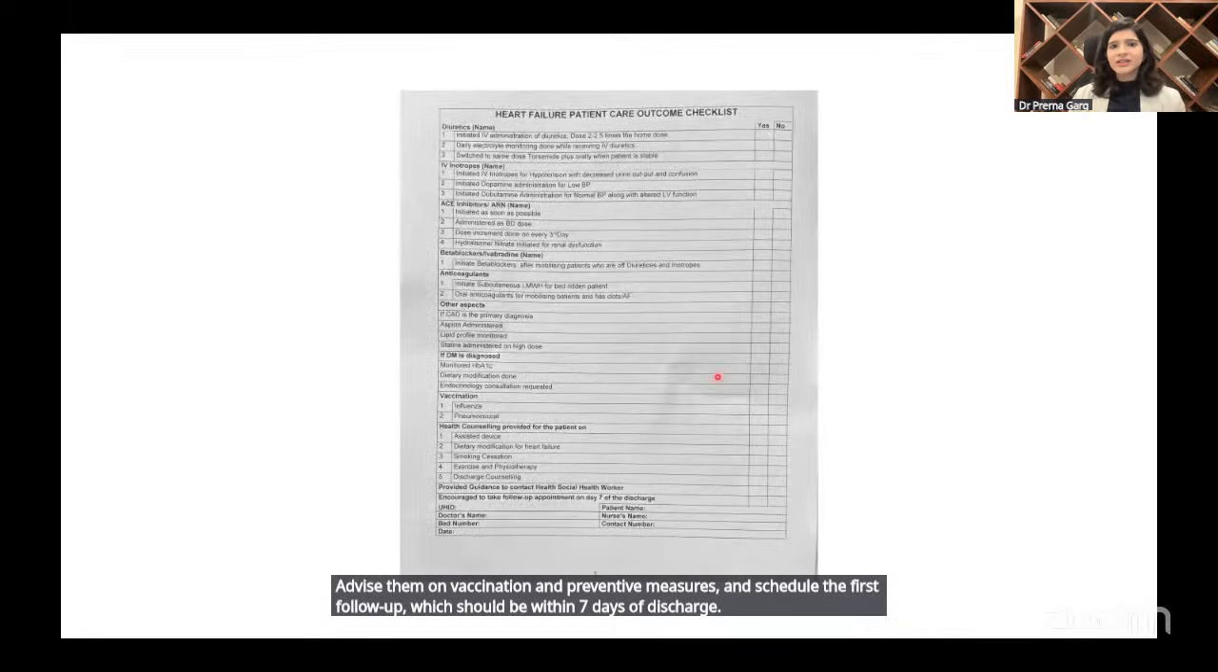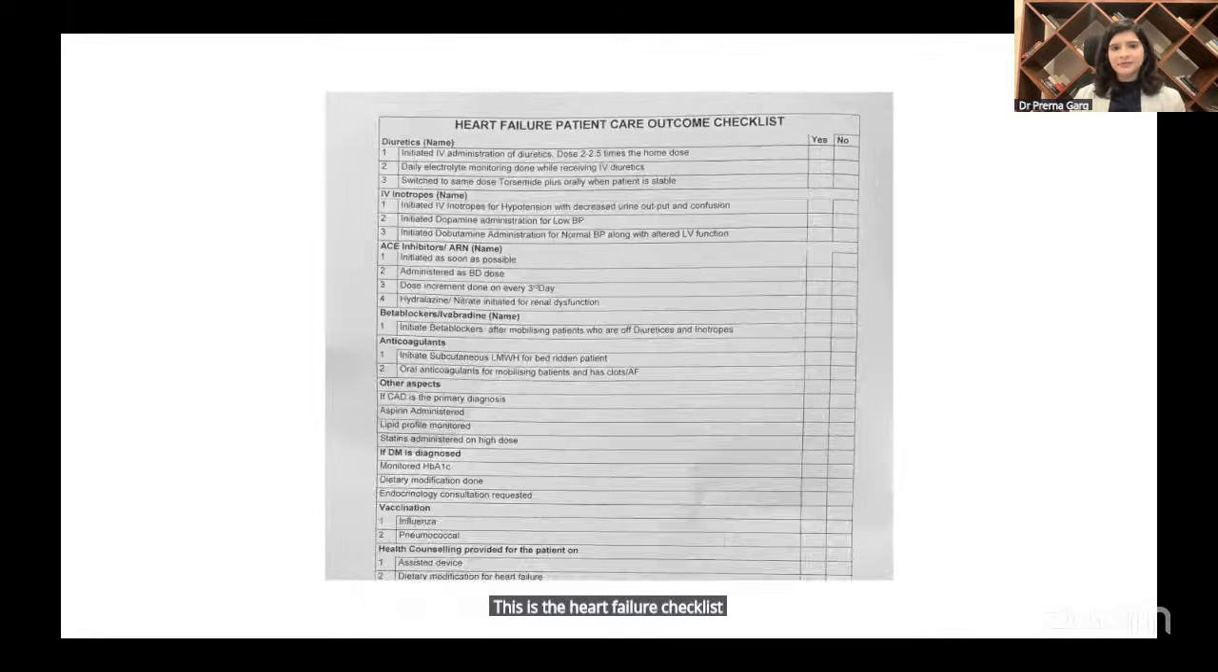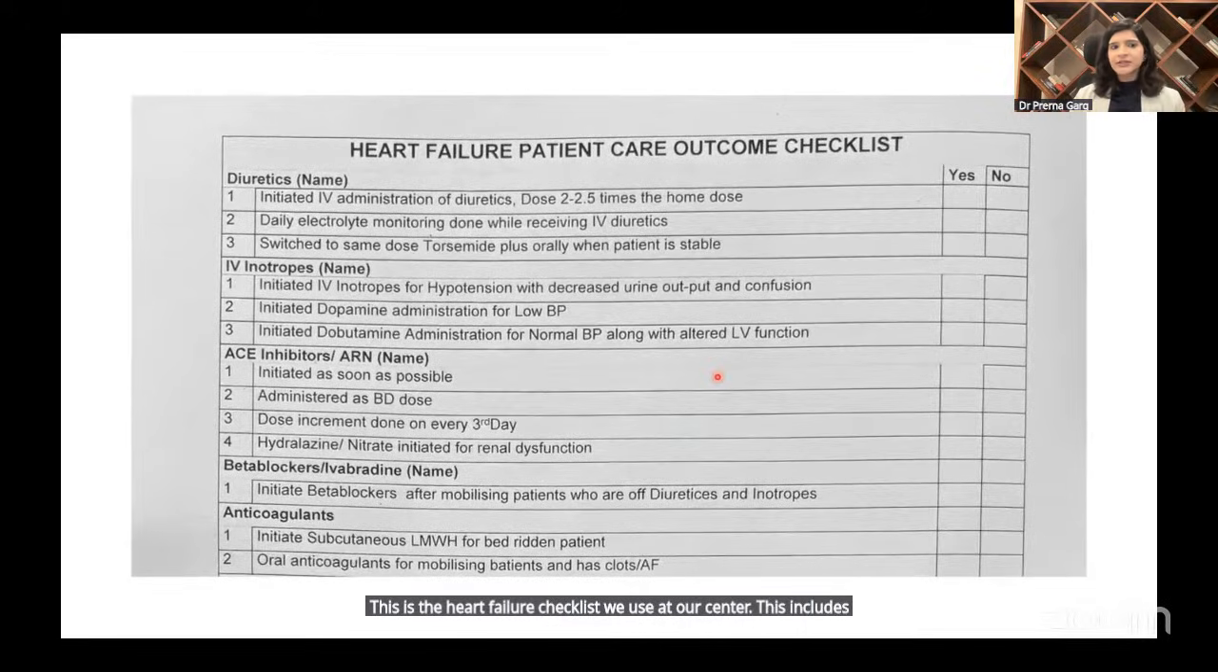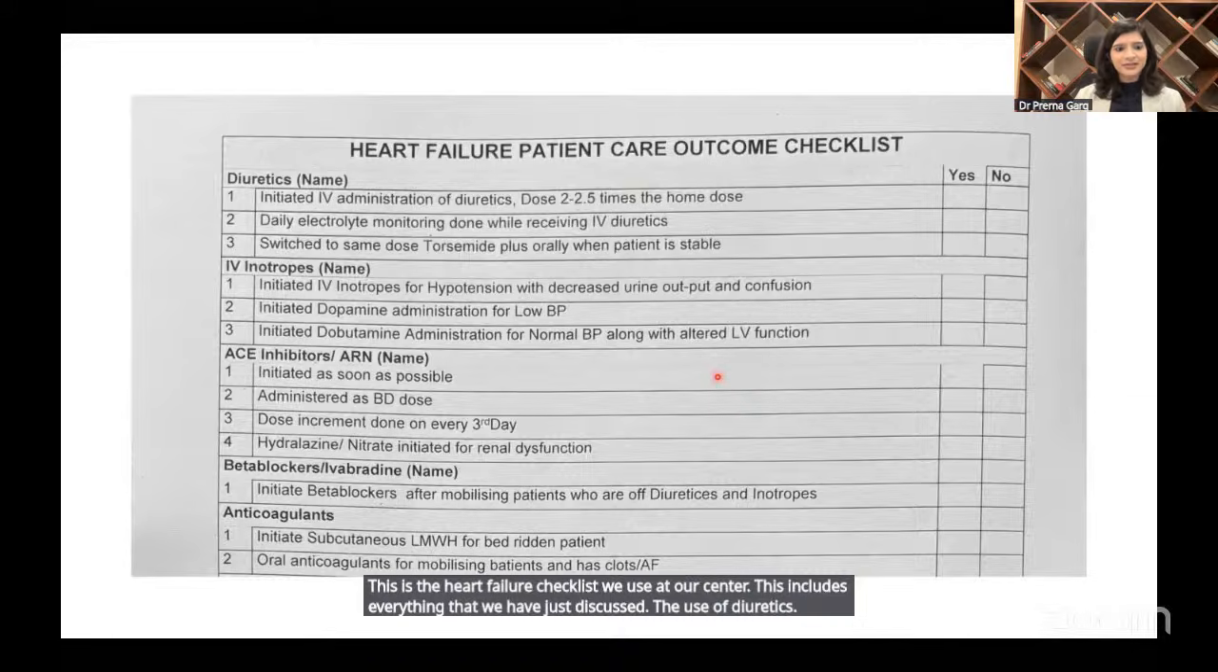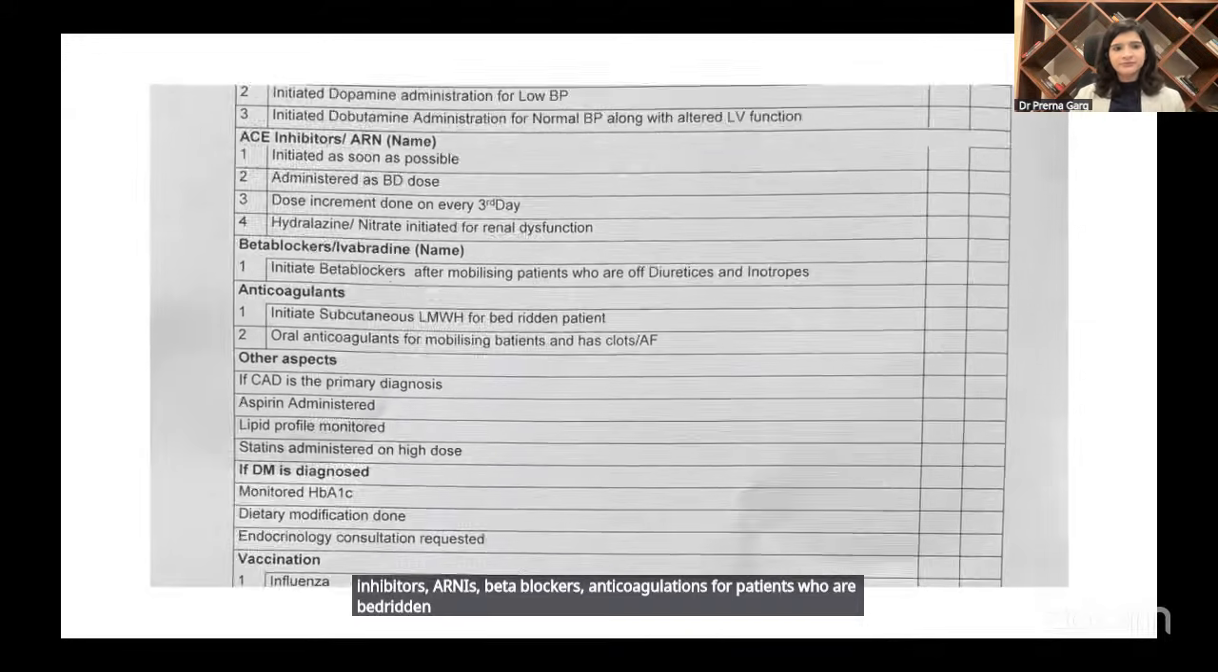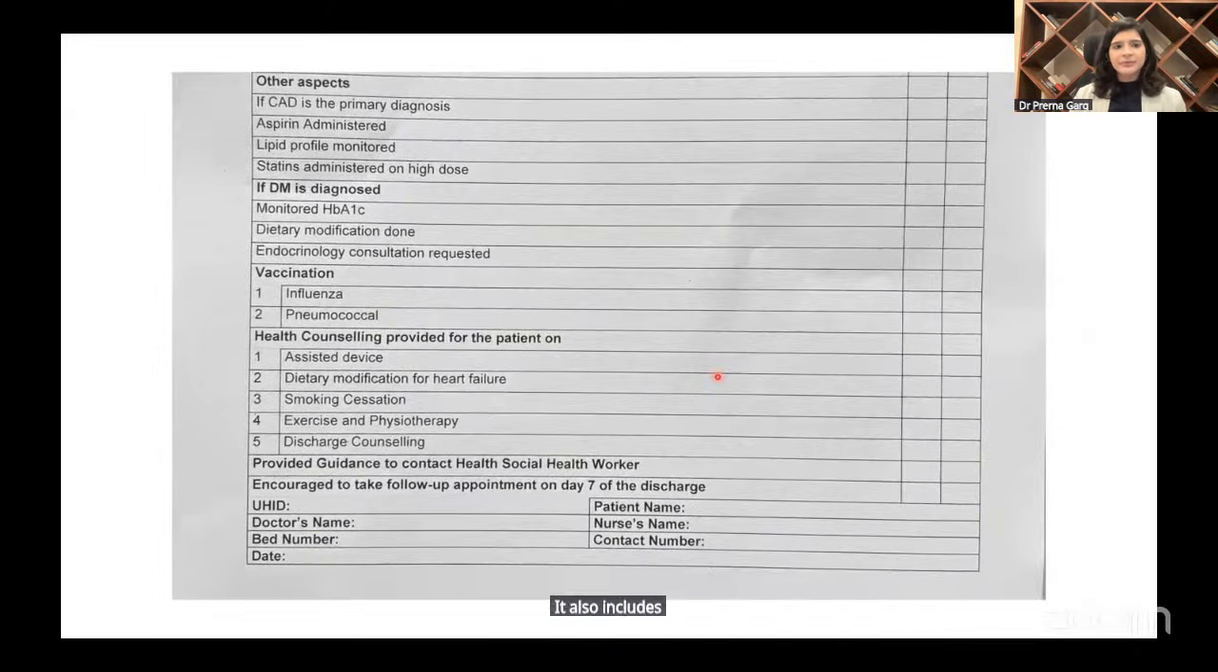This is the heart failure checklist we use at our center. This includes everything that we have just discussed. The use of diuretics, IV inotropes, ACE inhibitors, ARNIs, beta blockers, anticoagulations for patients who are bedridden or who have AF. It also includes other aspects of care.